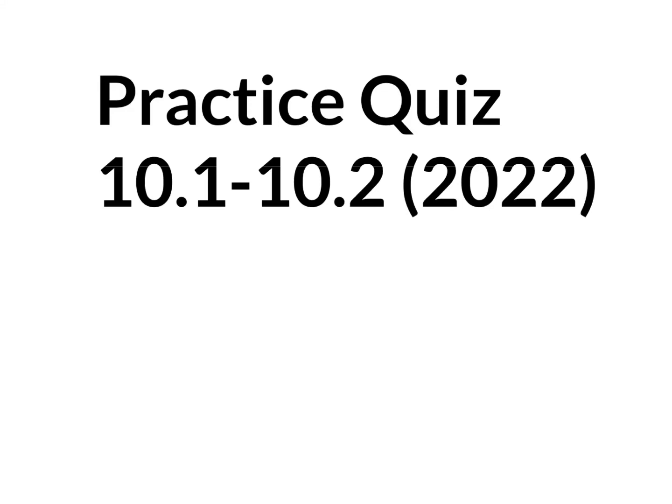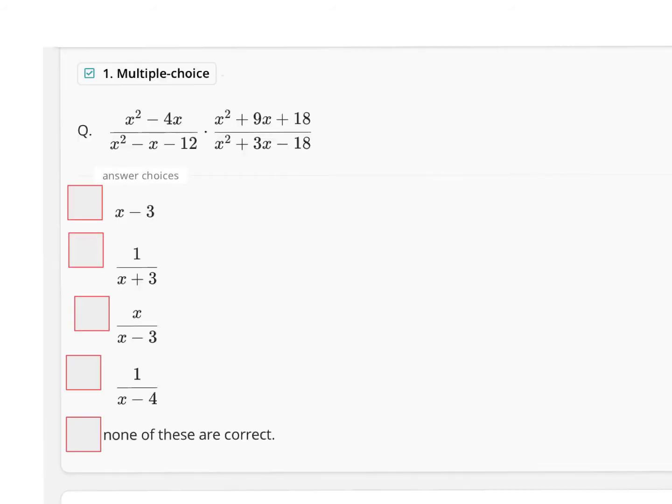This video is going to be explaining this most recent quiz on 10.1, 10.2. Let's jump right in. Question 1, it's a multiplication of two fractions. And of course we know that we need to factor first and then cancel. So I'm going to look at that first fraction.